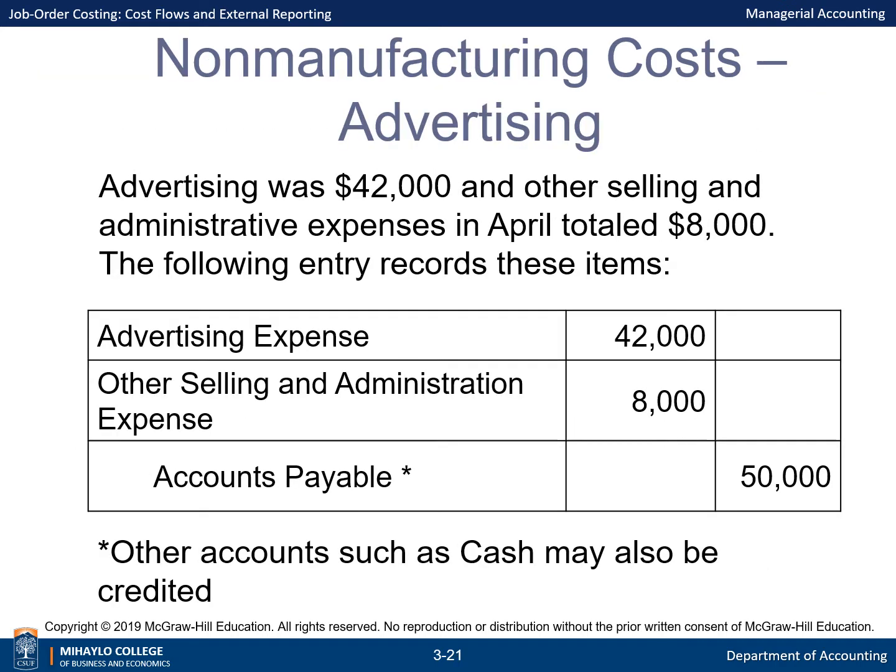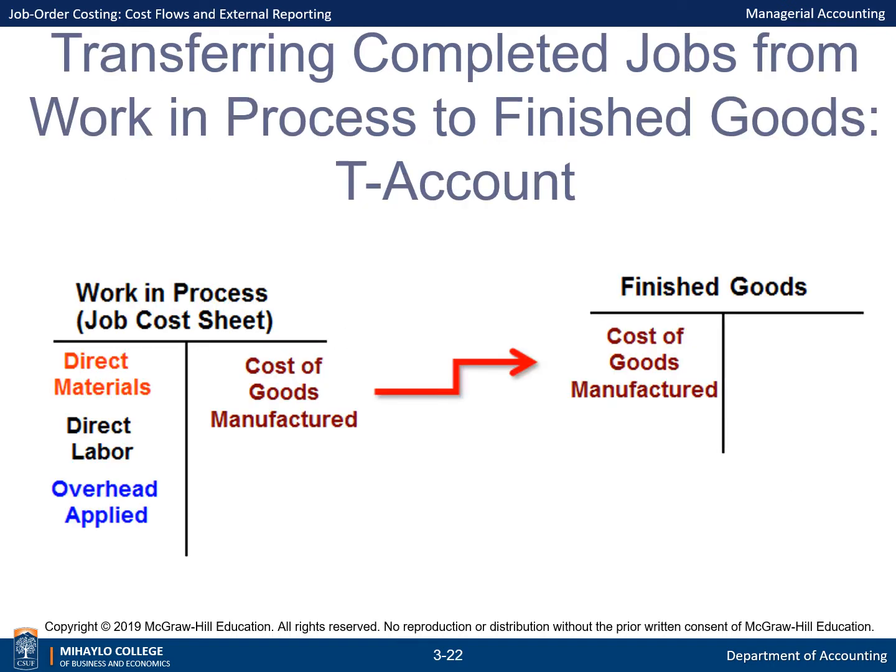Advertising and other selling and administrative expenses are recorded with debits to the expense accounts and credits to accounts payable or other accounts such as cash. As jobs are completed, the costs are transferred from the work-in-process inventory to finished goods inventory. The sum of all amounts transferred from work-in-process to finished goods represents the cost of goods manufactured for the period.